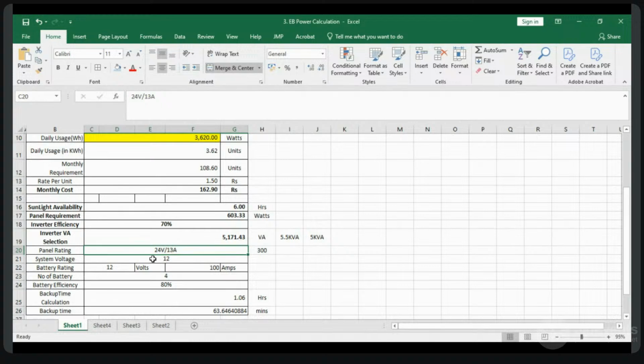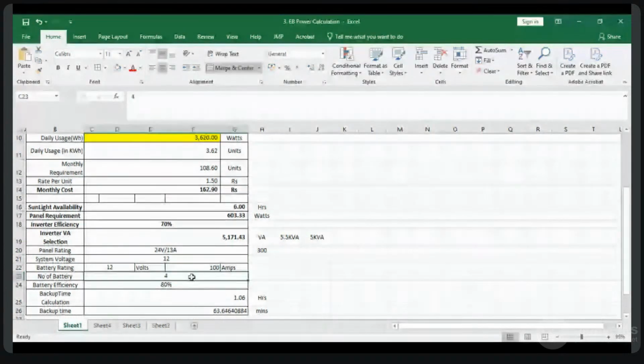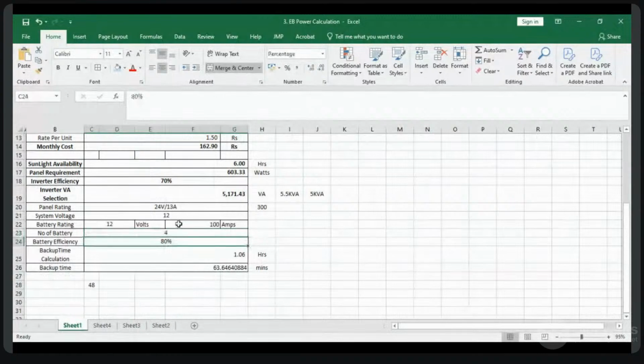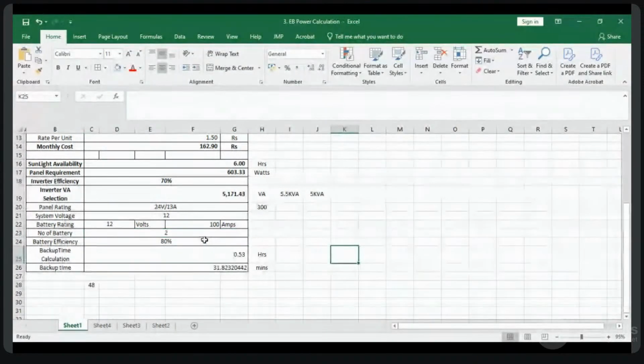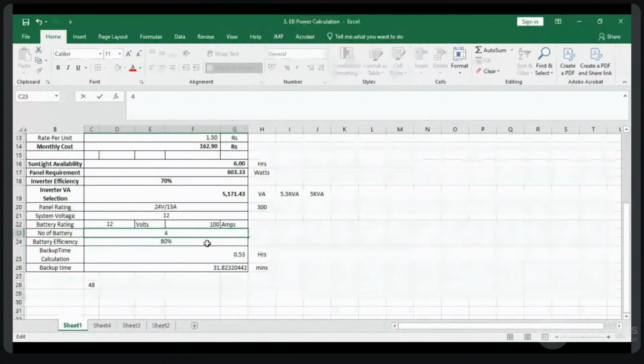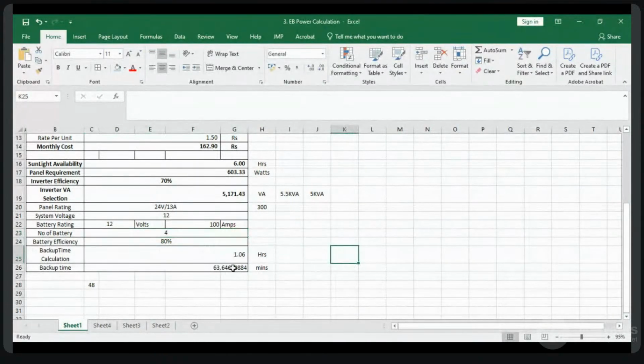And the system voltage is 12. The battery rating will be 12 volt and 100 amps, and the number of batteries will be 2. Suppose we take the battery efficiency as 80%, we need to know the backup time. If only 2 batteries are there, then our backup time is only 31 minutes. If we increase the battery capacity to 4, the backup time will be 63 minutes. So depending upon the inverter efficiency and the battery rating, we can know the backup time of the panel design.